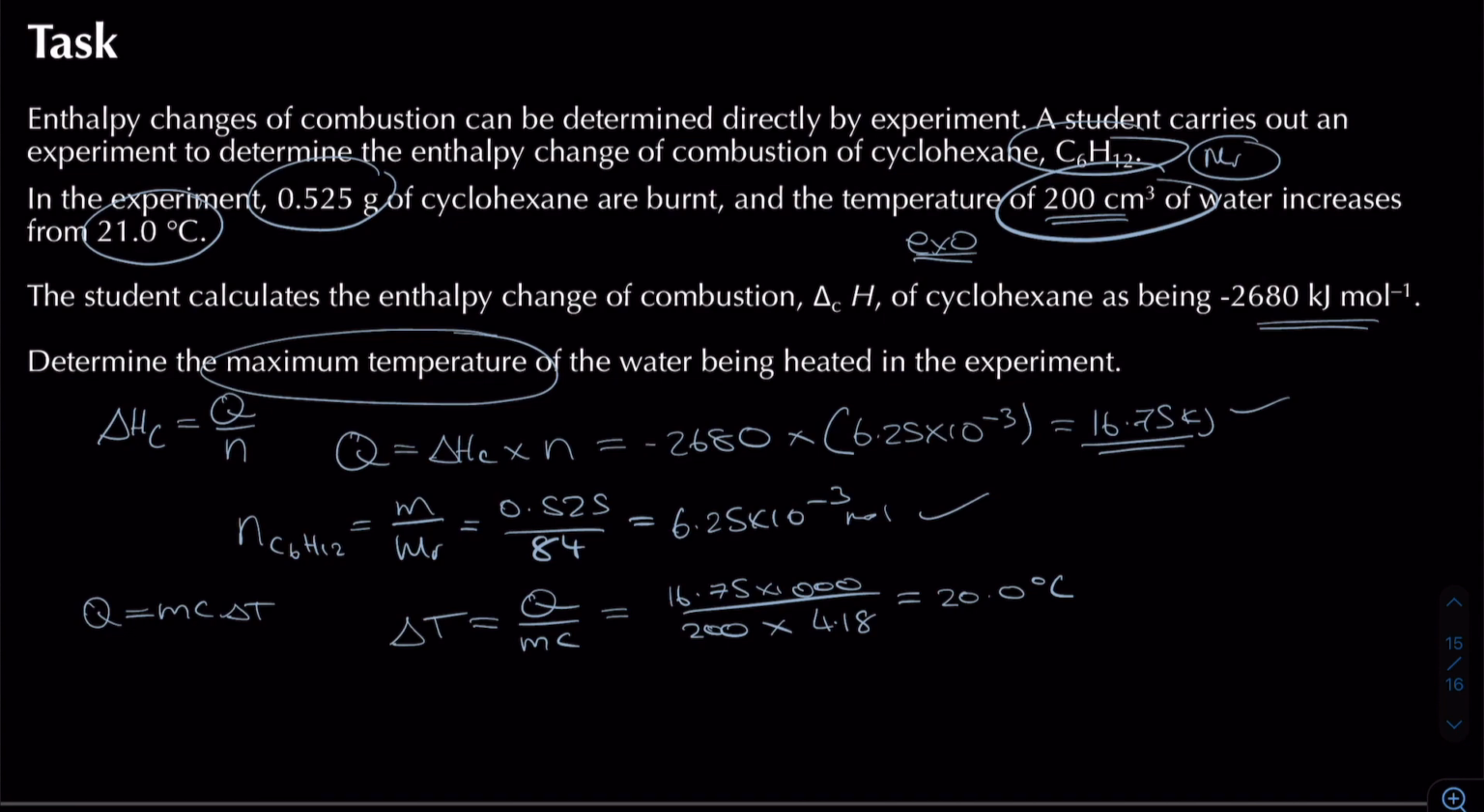So what if I were to find the maximum temperature? In that case, what I would need to do is take 21, and then I would need to add on 20 degrees Celsius, and so what I end up with is 41 degrees Celsius. So I know my final temperature must be 41 degrees Celsius itself.